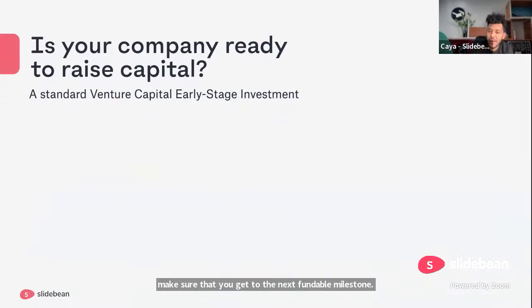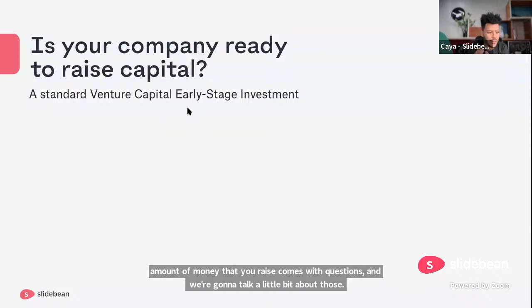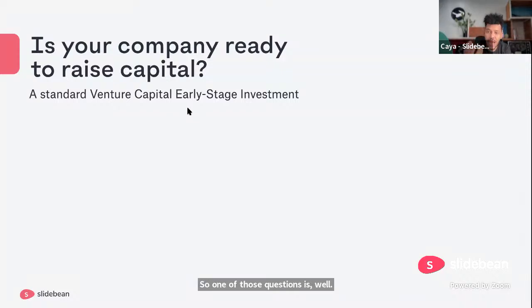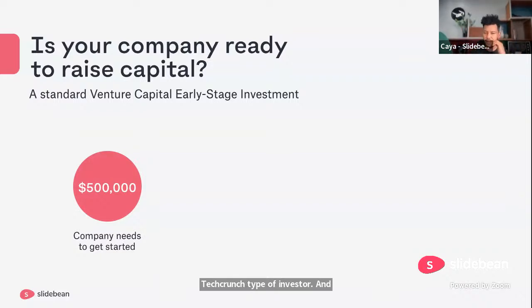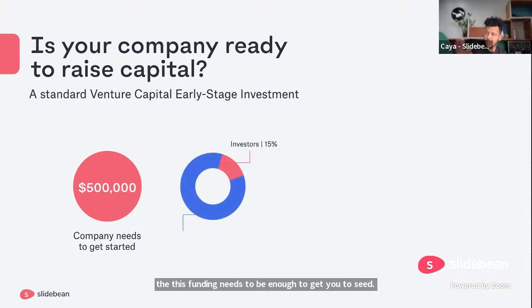Now, the amount of money that you raise comes with questions, and we're going to talk a little bit about those. So one of those questions is, well, is your company ready to raise capital from venture capital investors, from the startup TechCrunch type of investor? And I'm going to paint an early scenario. So let's say that you're trying to raise $500,000, right? You've run some math, you've run some budgets, and you need $500,000 to get this product off the ground. Remember, this may be a pre-seed round, so this funding needs to be enough to get you to seed. Otherwise, it's not going to work out, or you will get stuck in the middle.